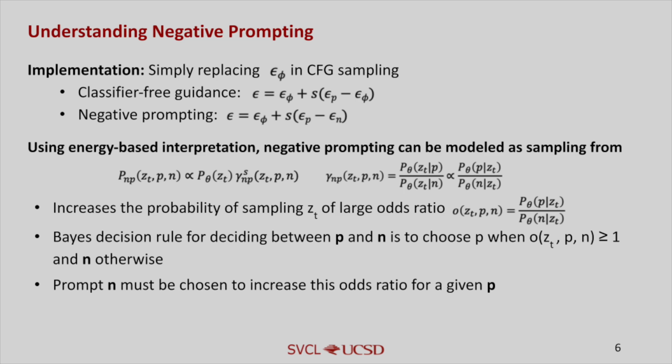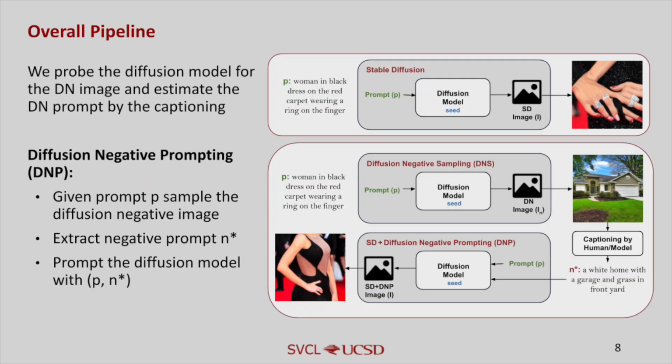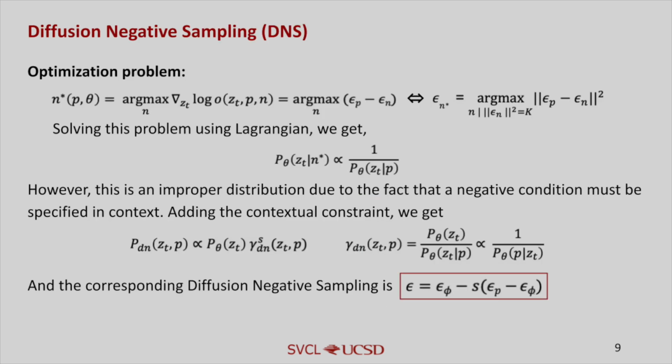We will use this fact to find out the optimal negative, and we will perform our proposed method, diffusion negative prompting. Our overall pipeline consists of 3 steps. Given a prompt P, we probe the diffusion model with our diffusion negative sampling, which we call DNS, to create a diffusion negative image. We then extract the negative prompt N star from this diffusion negative image, and finally use this negative prompt N star along with the original positive prompt P to get the final image. The crucial part of the overall pipeline is the DNS algorithm itself.